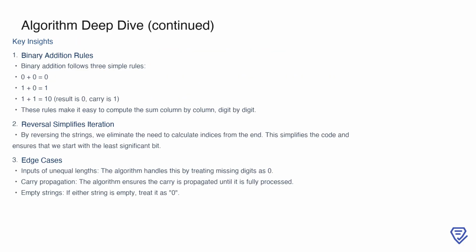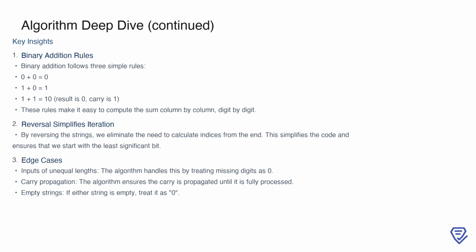There are several key insights about this algorithm that are worth highlighting. First, the rules of binary addition are straightforward: 0 plus 0 results in 0, 1 plus 0 results in 1, and 1 plus 1 results in 10, where the result is 0 and the carry is 1. These rules allow us to compute each column's sum easily.